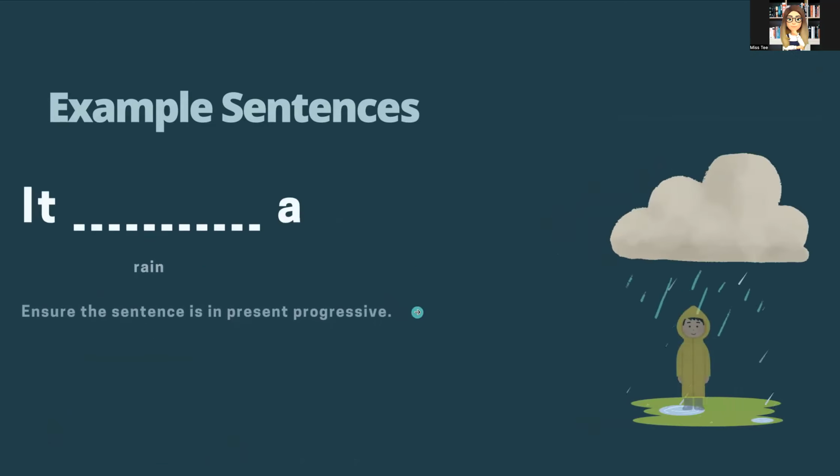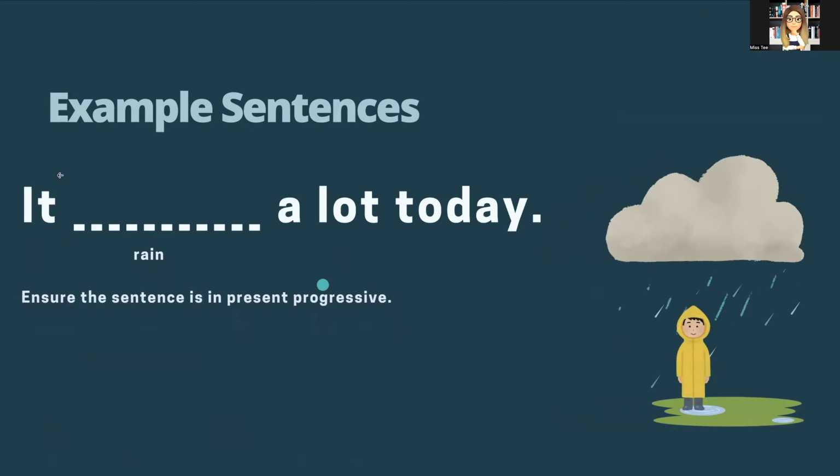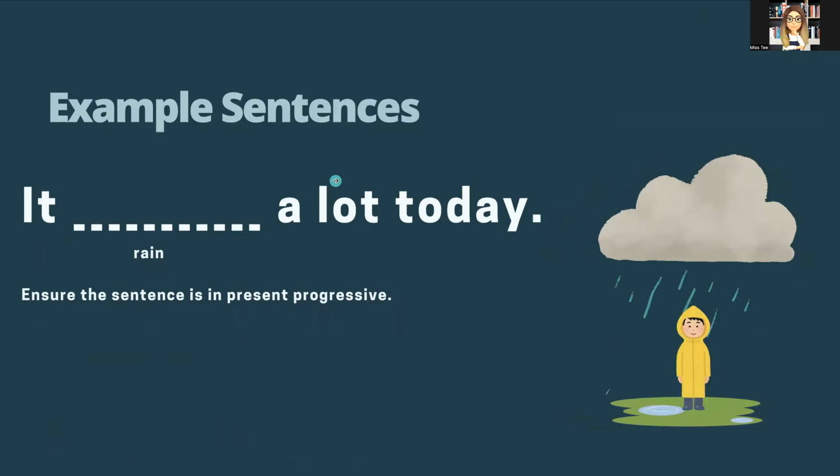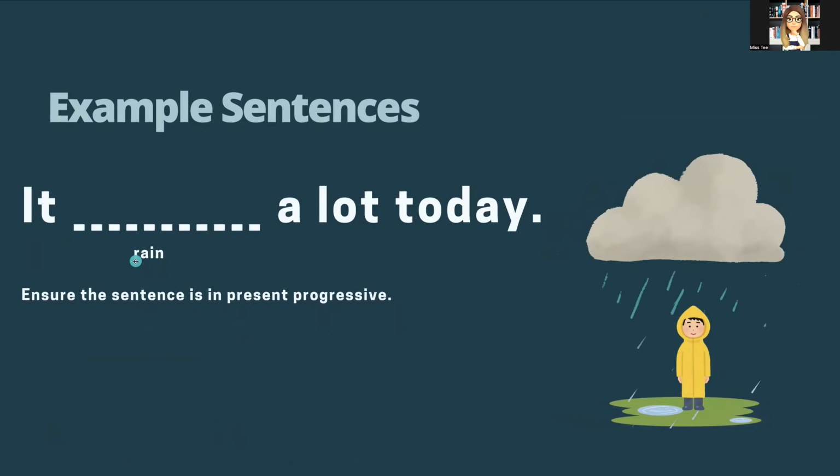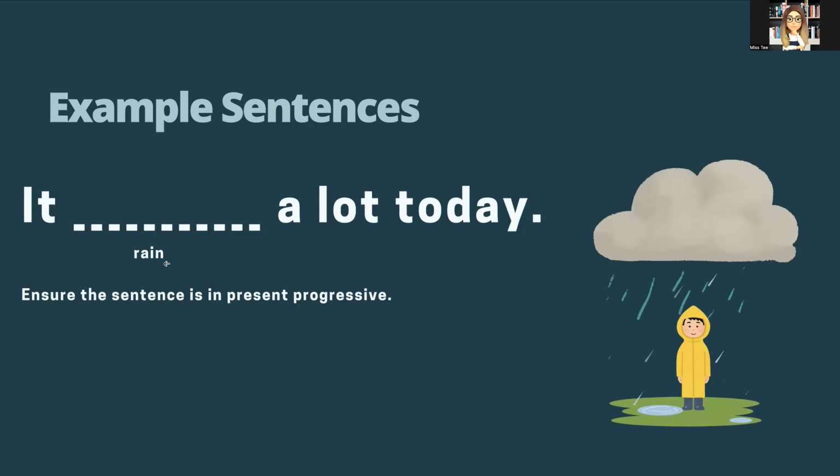Here's the last one. It something a lot today. So now we're going to put the sentence in present progressive. We have to find the form of be that is good for it. Then we have to find or change the verb here to be in progressive form, which means we're going to add ing.